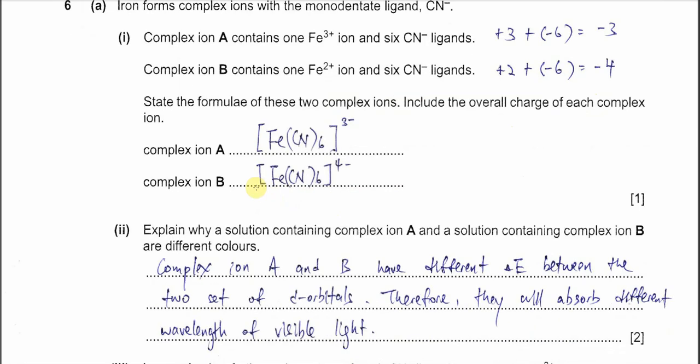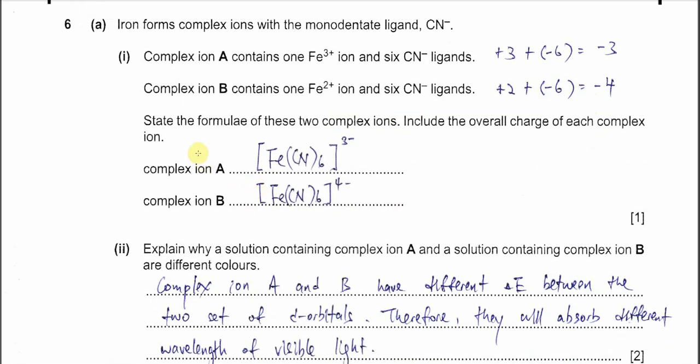Okay, so you just give the formula of these two complex ions. Complex ion A is iron with 6 cyanide and 3 negative charge, and complex ion B is iron with 6 cyanide with 4 negative charge. So this is for iron(III) and iron(II).